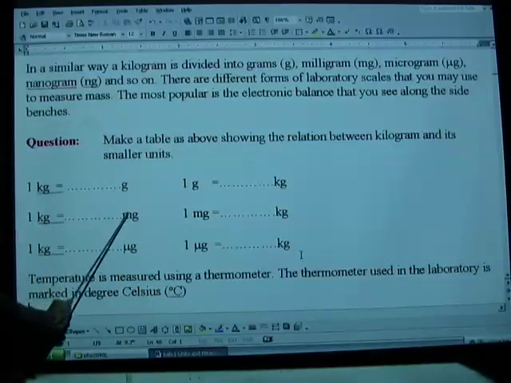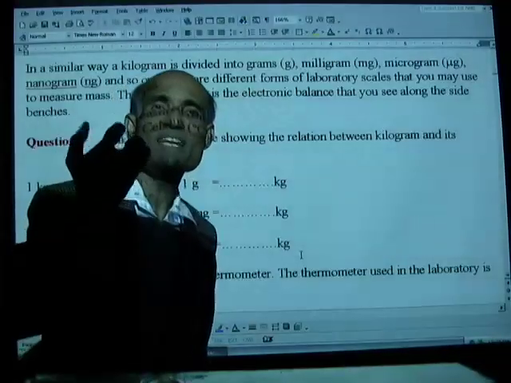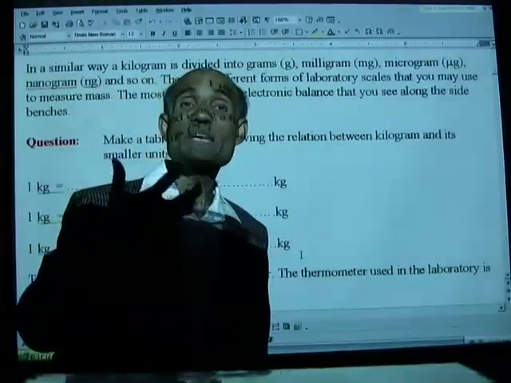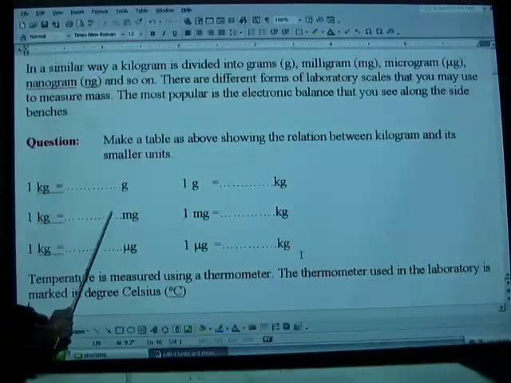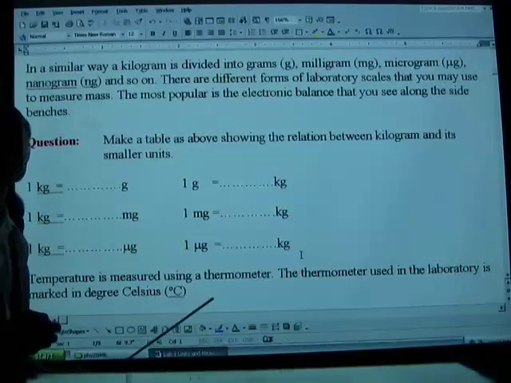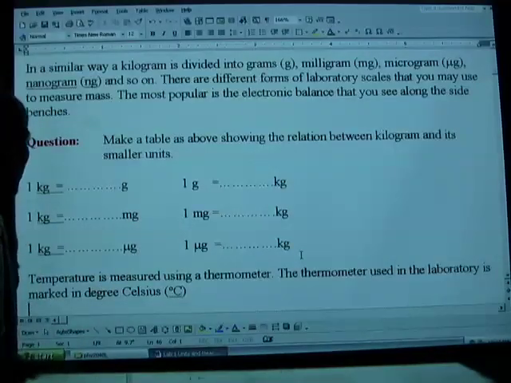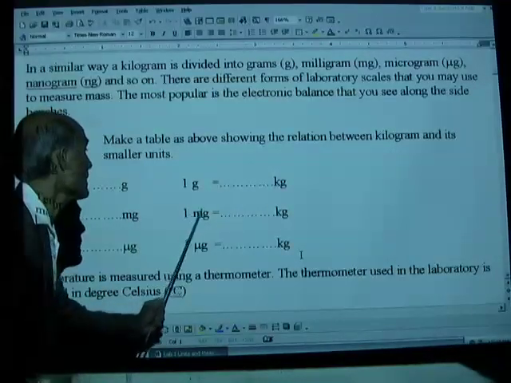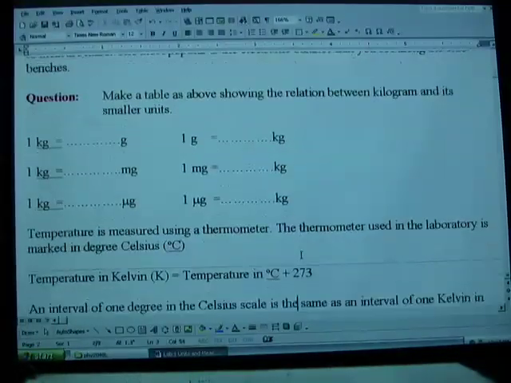Now, a milligram, what's a milli? A milli is 1,000th. A milligram is 1,000th of a gram. Therefore, 1 kilogram will contain how many milligrams? Well, I'm going to leave it for you to write that down. Therefore, 1 milligram is what part of a kilogram?